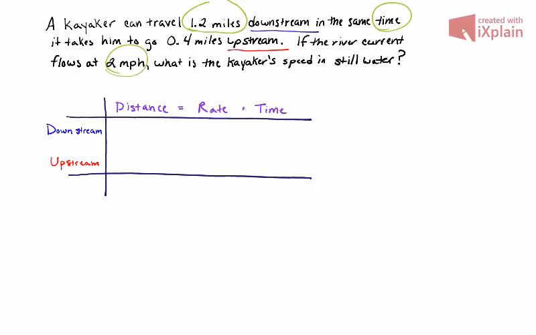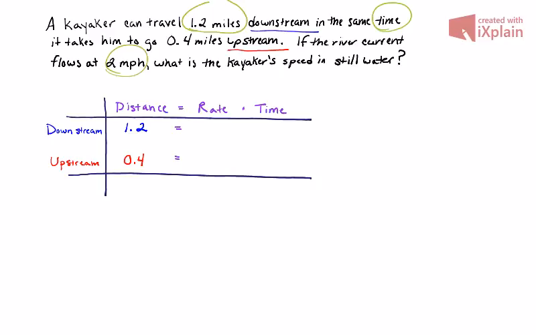Okay, so from here, let's dig a little bit deeper and populate this information. With regards to downstream, I know that a kayaker is going to travel a distance of 1.2 miles downstream in the same time it takes him to go 4/10 of a mile upstream. So I have this information populated in.